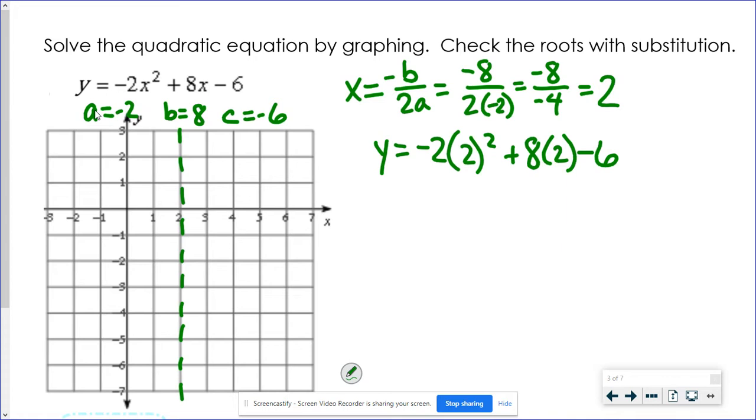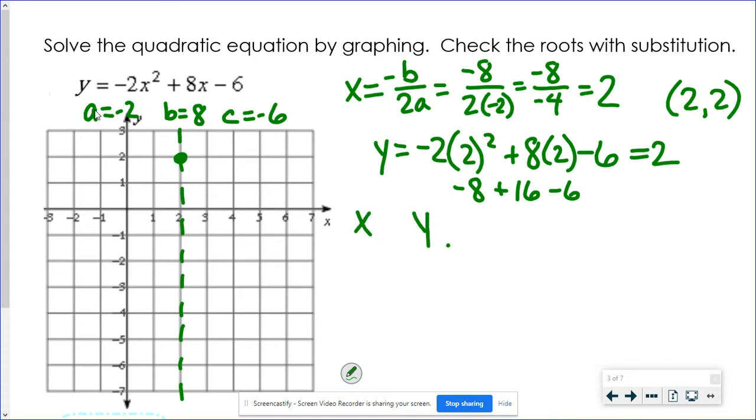2 squared is 4 times -2 is going to be -8. 8 times 2 is 16. Right now, what I have just with those two would be 8. 8 minus 6 is 2. So my vertex is going to be at 2, 2. Right there. When I make my table of values, so 2, 2 is going to be my vertex that's in the center.